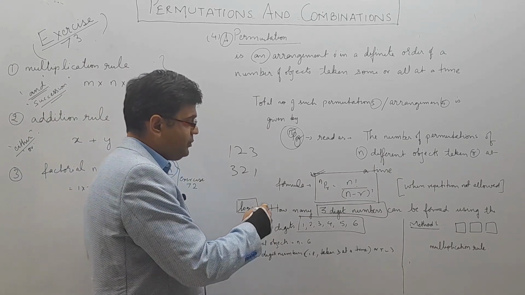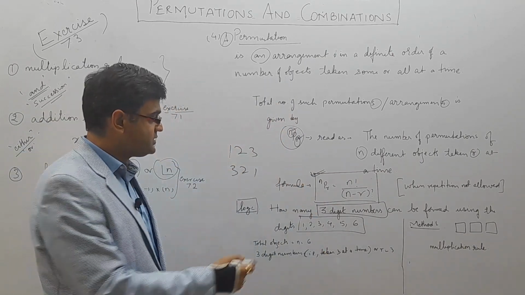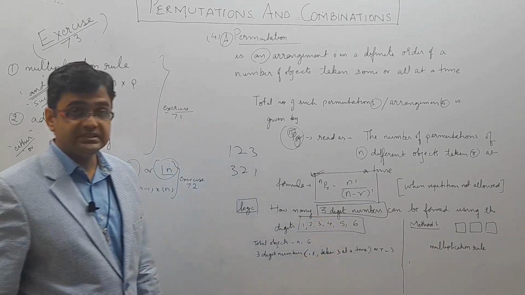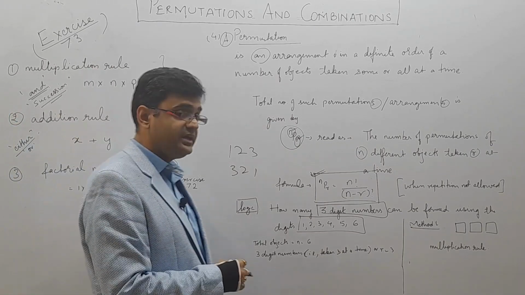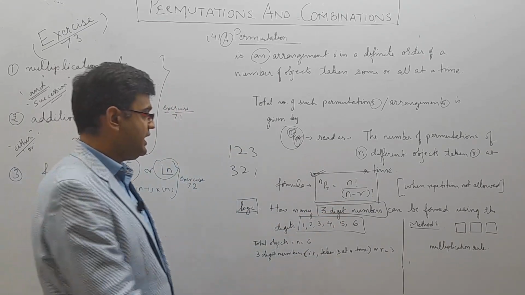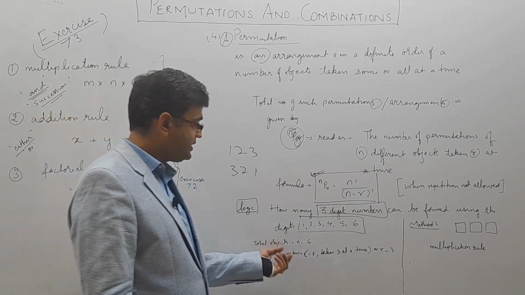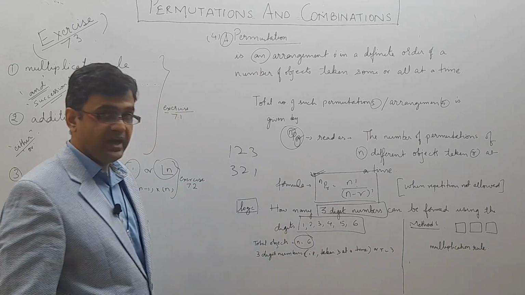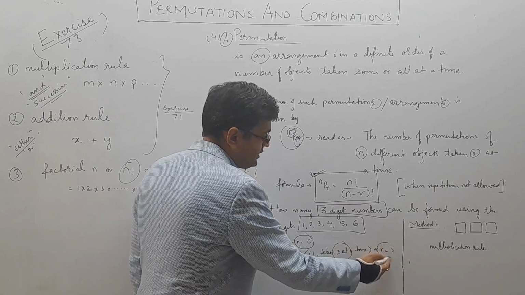So now, how many 3-digit numbers can be formed using digits 1, 2, 3, 4, 5, 6? There are 6 objects, 1, 2, 3, 4, 5, 6, from which we have to make 3-digit numbers. That means we have to take 3 objects at a time from the given 6 objects. So n is here 6 and the number of objects taken at a time is 3, so r is equal to 3.